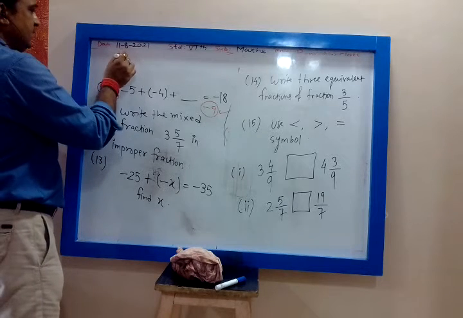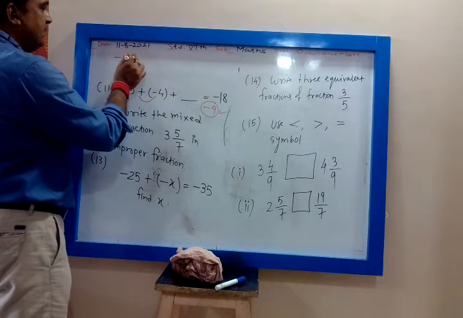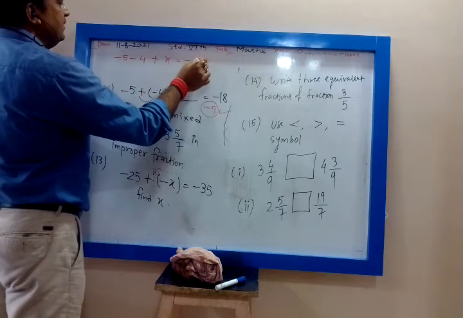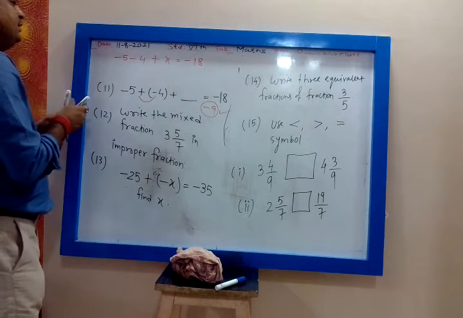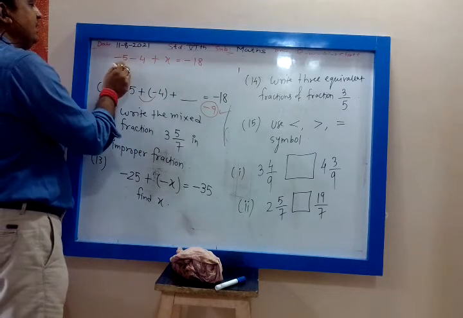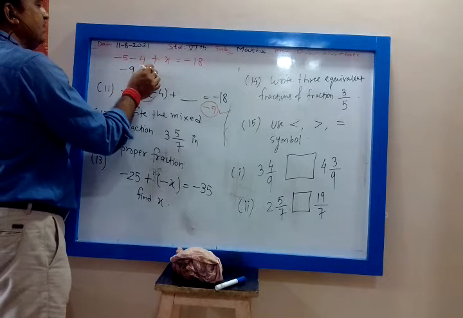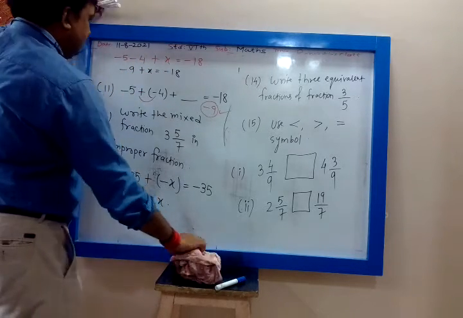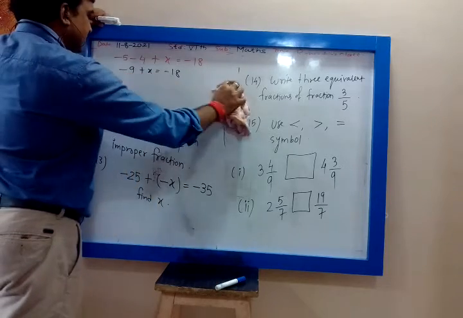Minus 5 plus into minus will be minus 4, plus x is equal to minus 18. Minus 5 and minus 4 have the same sign, so add the numbers and take the common sign. Minus 9 plus x is equal to minus 18.